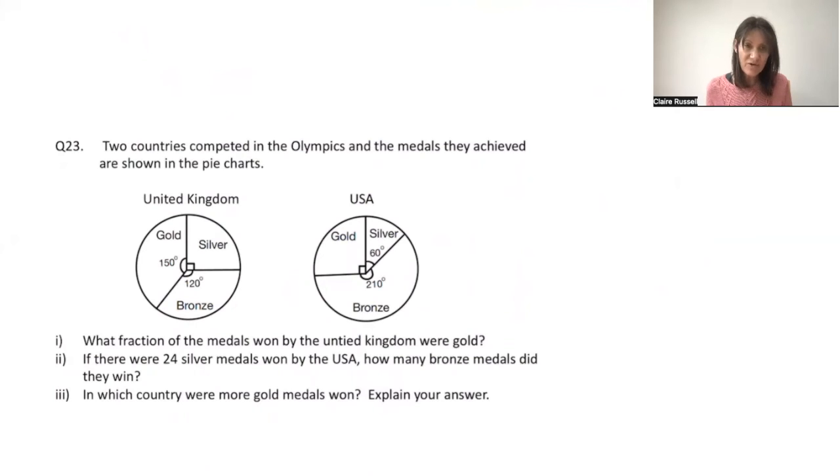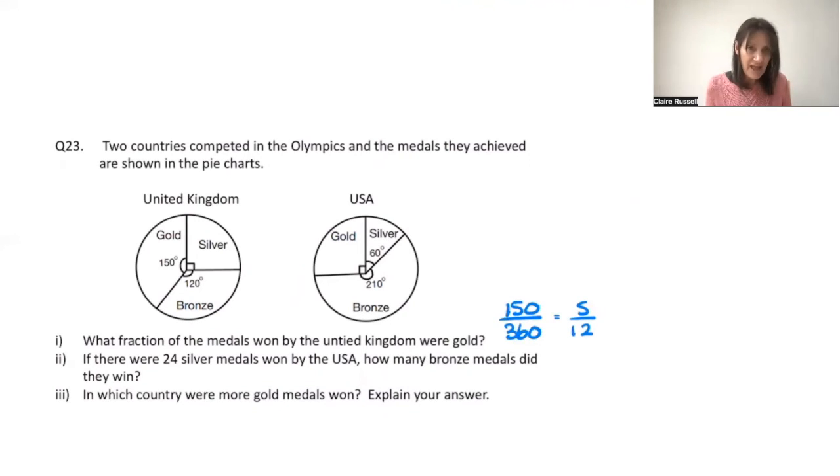Okay, so the first question, what fraction of the medals won by the United Kingdom were gold? Okay, so we don't know the medals, but we do know the degrees. So that's the fraction that we're going to be working on, okay? It is 150, pop it here, 150 out of 360, or you can cancel that down to 5/12. So 5/12 of the medals they won were gold. That's what we've answered by doing that, okay?